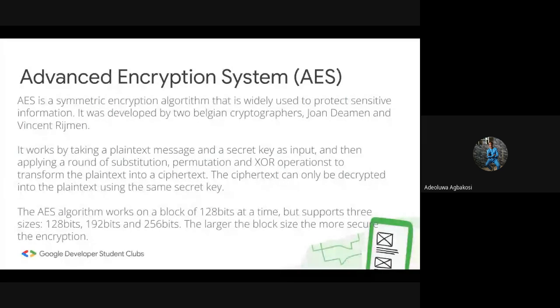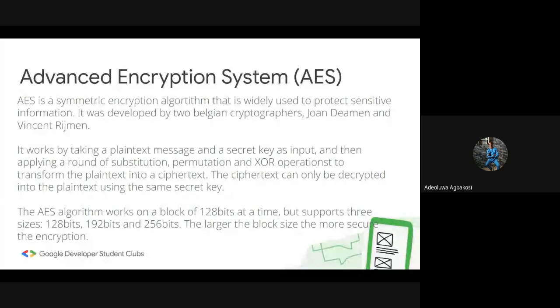So just know that in the AES system, I can say for certain that the larger the block size, the more secure. So that means that 256 bits is more secure than the 192 bits, and the 192 bit is more secure than the 128 bit. Now, the 128 bit is the least secure in the advanced encryption system, but it's still very secure. I can assure you of that.